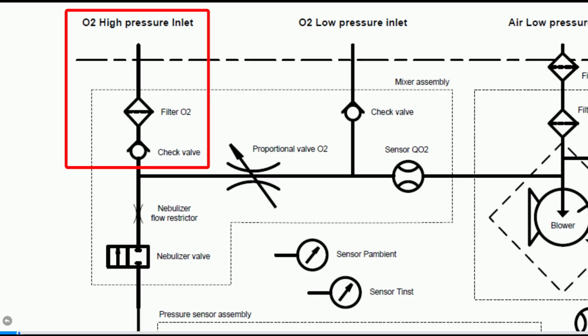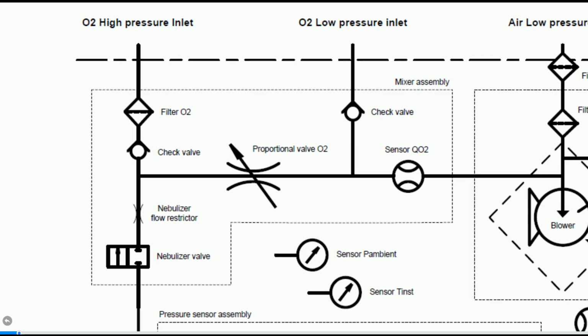High pressurized oxygen with a concentration of 100% is supplied to the O2 high pressure inlet port, which flows through the check valve. The check valve ensures that oxygen gas can flow into the device in one direction only. The O2 proportional valve adjusts the flow of oxygen gas according to the desired FiO2 delivered to the patient.